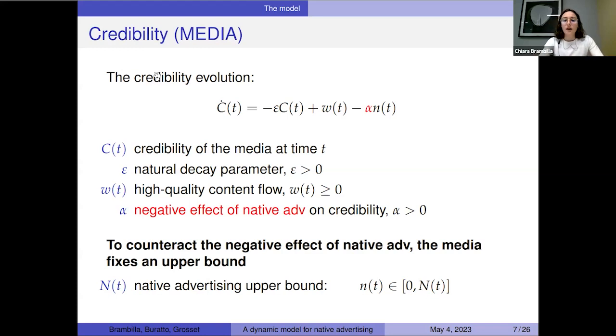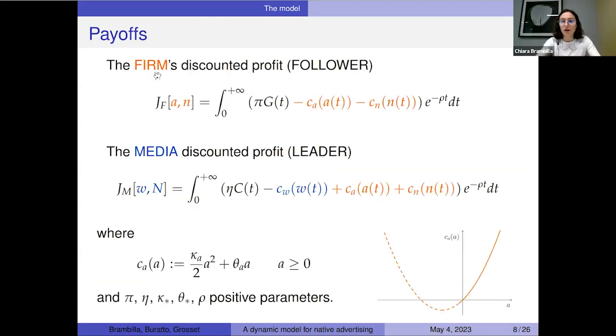So for what concerns the payoffs of the two players, of course, we are considering an infinite time horizon game, and for this reason, the aim of the firm, so the aim of the follower, is to maximize a discounted profit, choosing suitable values for its strategies A and N, representing respectively the standard and native advertising flows. And as typical for this kind of game, we have that the profit is given by a linear revenue related to goodwill, and also a cost part related to the investment for publishing standard advertising A and the cost part related to the investment for publishing native advertising N.